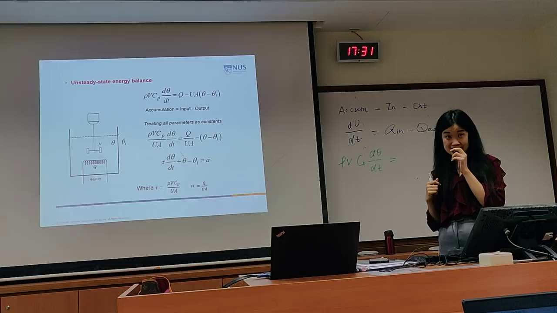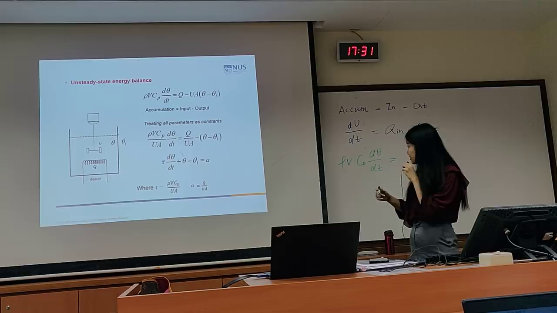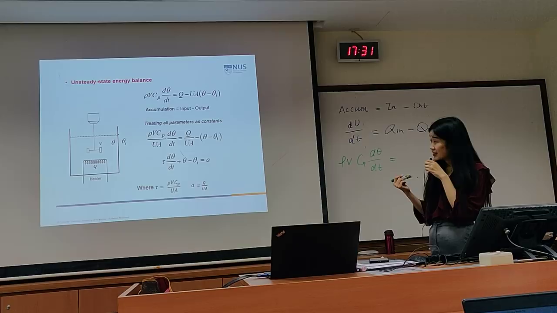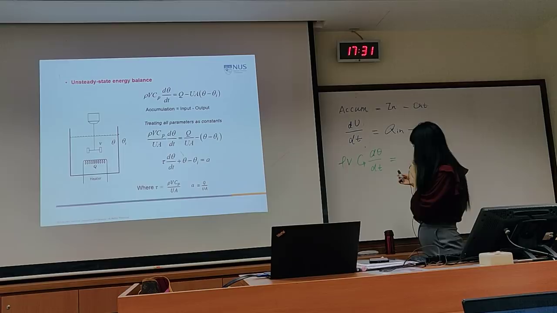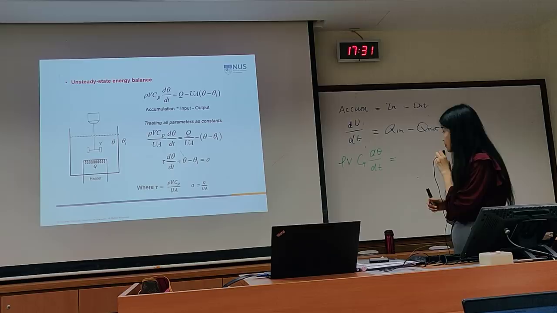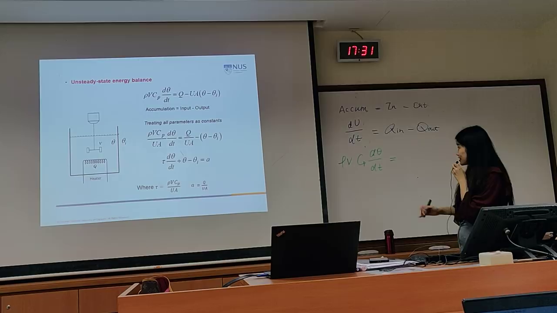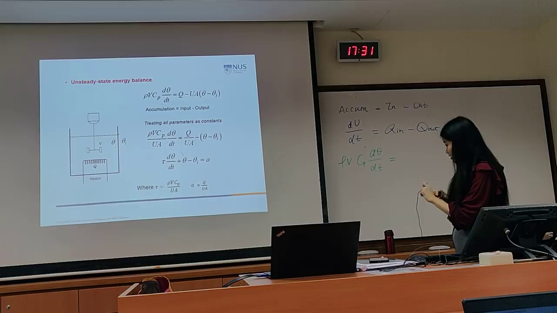So we know that the internal energy is m Cp delta T, the mass multiplied by the heat capacity, multiplied by the temperature difference. In a dynamic system, because we give you the volume of the system, it becomes the density multiplied by volume, rho V Cp, and the temperature change, d theta over dt. And then this is a temperature change relationship.